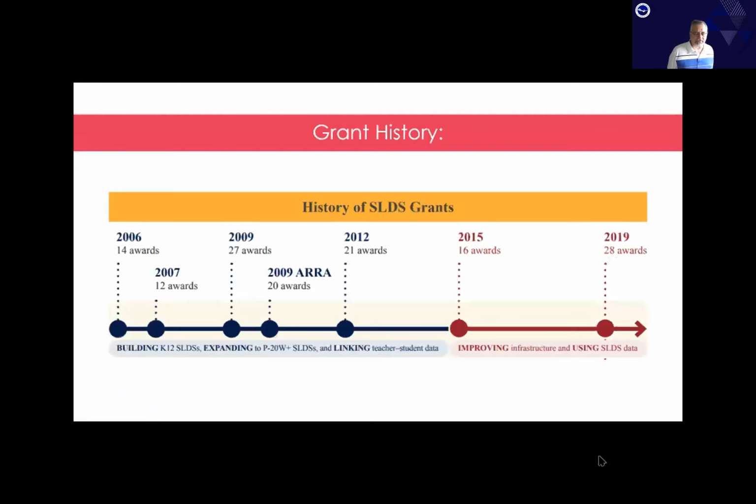Just a brief history. You can see how the grants have been awarded. Starting in 2006, they had 14 states that were awarded a grant. In 2007, there were 12. In 2009, there were 27. In 2012, there were 21. Where we're focused on is 2019. There were 28 states that were awarded the grant.